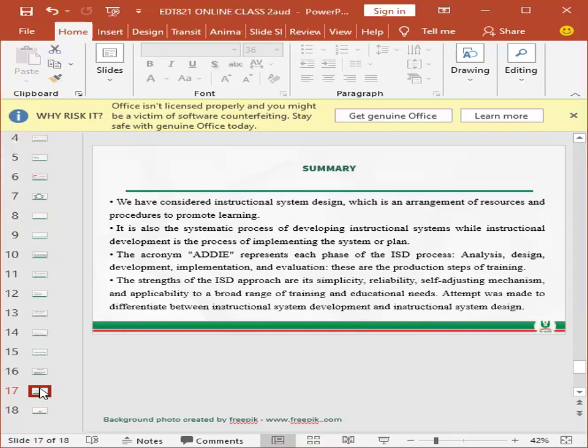So the strengths of the ISD, that is instructional system design approach, are its simplicity, reliability, self-adjusting mechanism, and also applicability to a broad range of training and educational aims. So an attempt was made to differentiate between instructional system development and instructional system design.